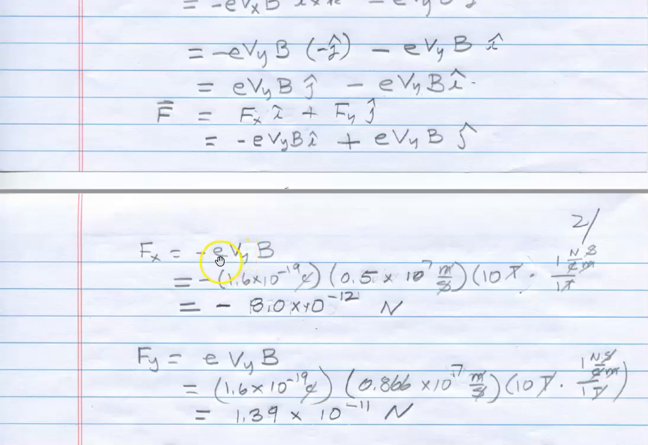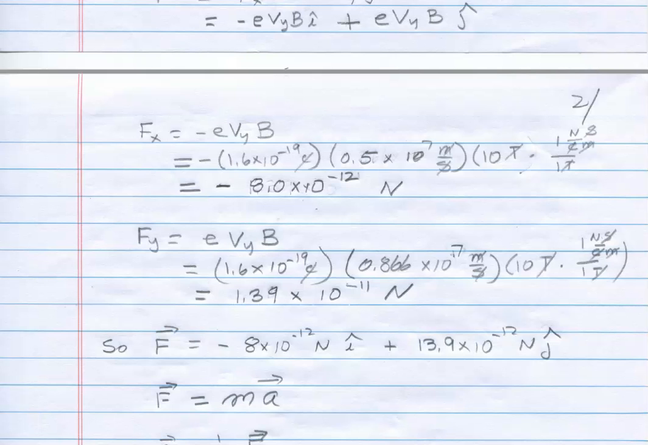Vy we calculated earlier. E we know, so minus, remember E is the magnitude of the charge, so that's a positive 1.6 times 10 to the minus 19th coulombs. Vy was 0.5 times 10 to the 7th meters per second. I calculated that earlier. And then B is 10 Tesla. And then I have to know what a Tesla is. One Tesla is 1 Newton per Coulomb meter per second. And all the units cancel. This comes down to newtons. And when I multiply this out, I get minus 8 times 10 to the minus 12 newtons.